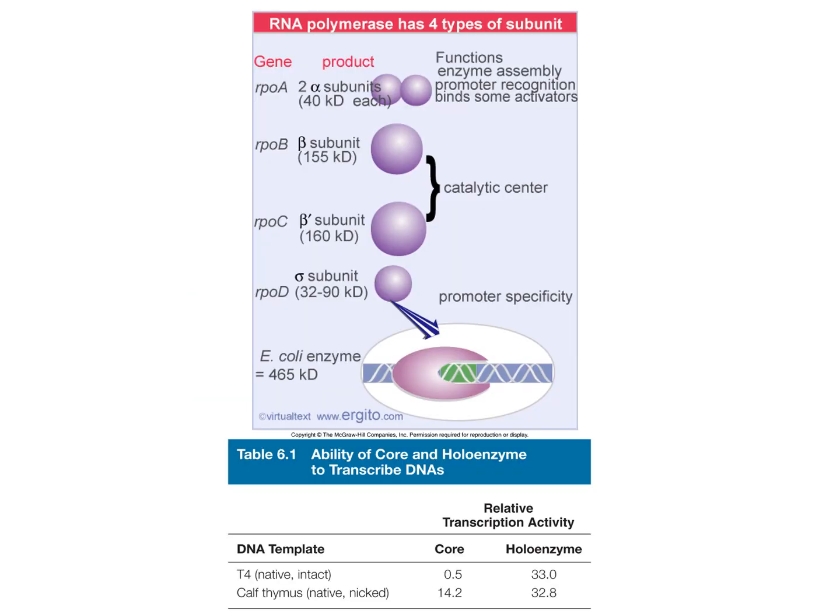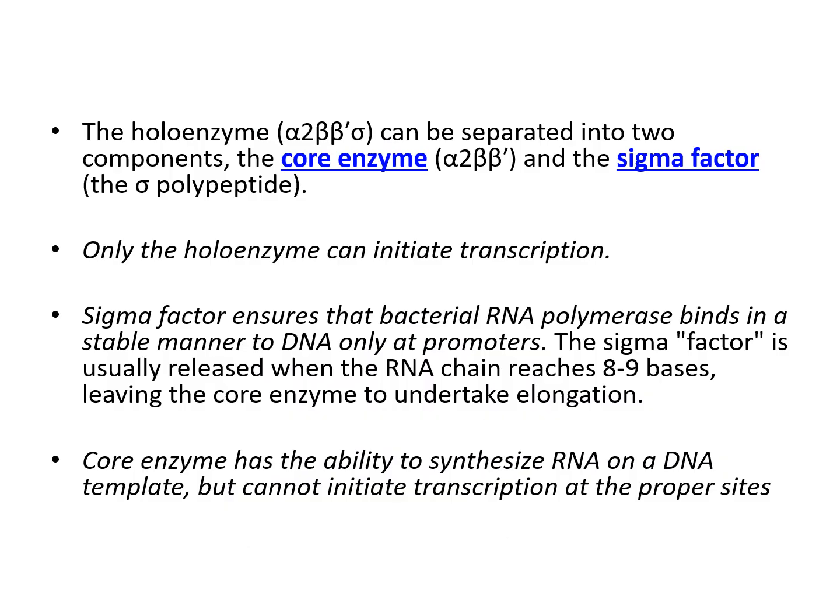Here we show the different subunits. The 2 alpha subunits are encoded by the rpoA gene, the beta subunit by rpoB, beta prime by rpoC, and the sigma by the rpoD gene. The holoenzyme can be separated into the 2 components as we described earlier: the core enzyme and the sigma factor. Only the holoenzyme can initiate the transcription, which is very important. Without the sigma factor, the RNA polymerase will not be able to initiate transcription.